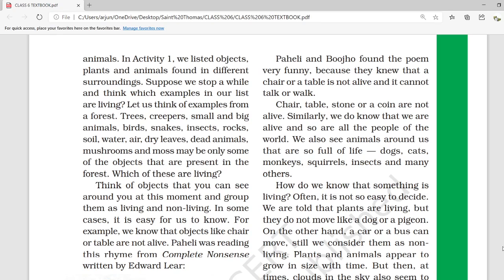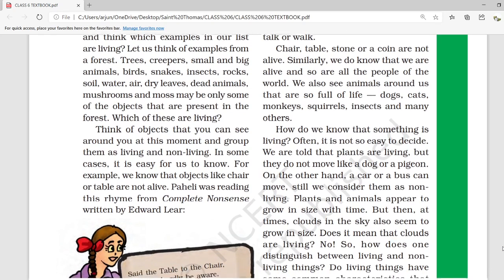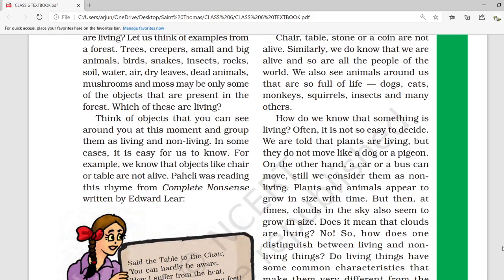We know that trees are living, right? So trees, creepers, small and big animals, all are living, but there is sort of confusion sometimes. Think of an object that you can see around you at this moment, okay? Wherever you are present in a room, just see around you and group them as living and non-living. In some cases, it is easy for us to know. For example, we know that objects like chairs and tables are alive, not alive, sorry.